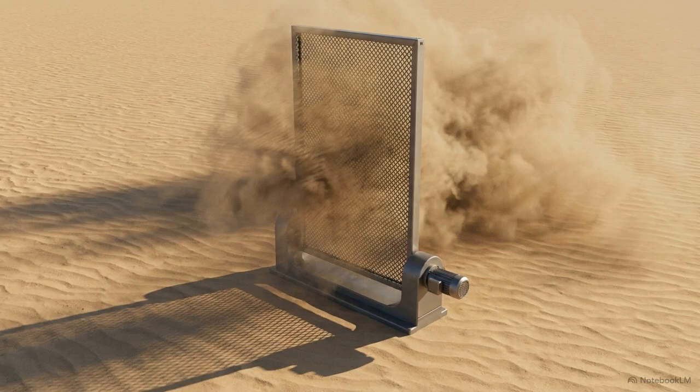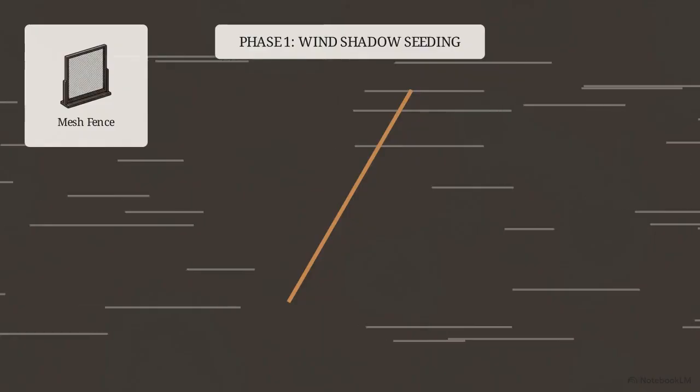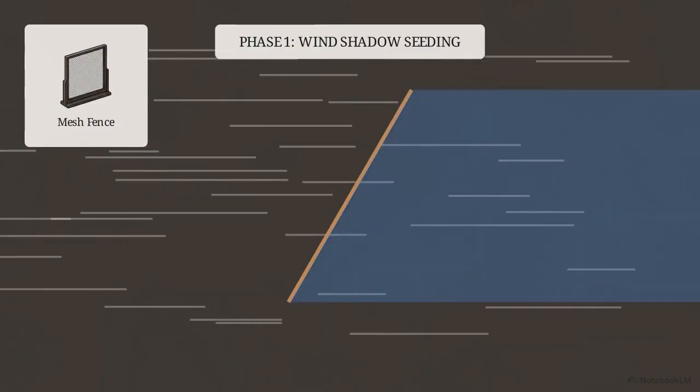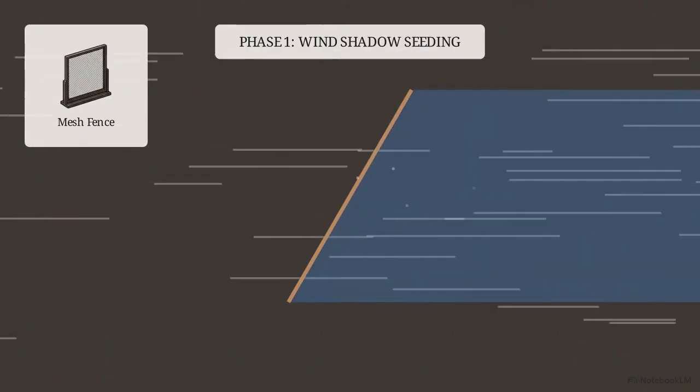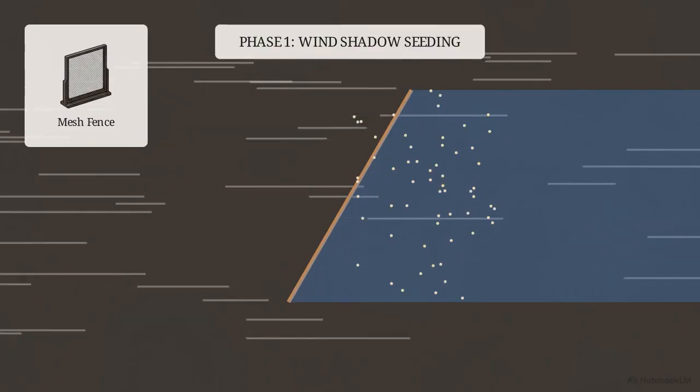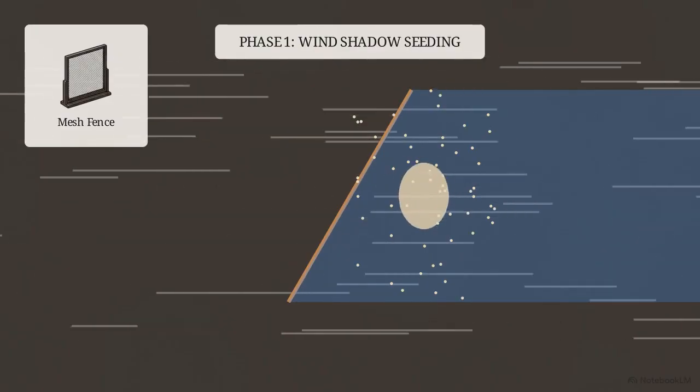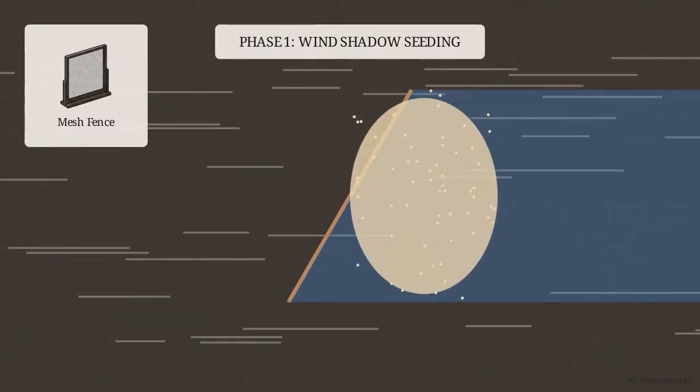The motorized servos immediately rotate the mesh fences into the path of the incoming air, forming a physical barrier against the flow. This top-down diagram shows how locking the fence at an exact 60-degree angle creates a deliberate wind shadow. The air pressure drops in the wake of the mesh, forcing the gust to deposit its payload of suspended sand particles. The accretion process begins.